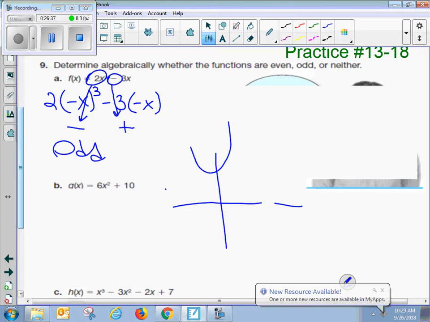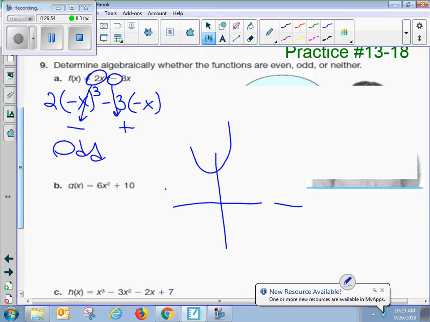All I'm doing is scooting it up the y-axis. Would that be symmetric about the y-axis? Could I fold it on the y-axis if I made it prettier? And it would land on its other half. Yes. So I can look at this and I know already that it's even without even doing the algebra.